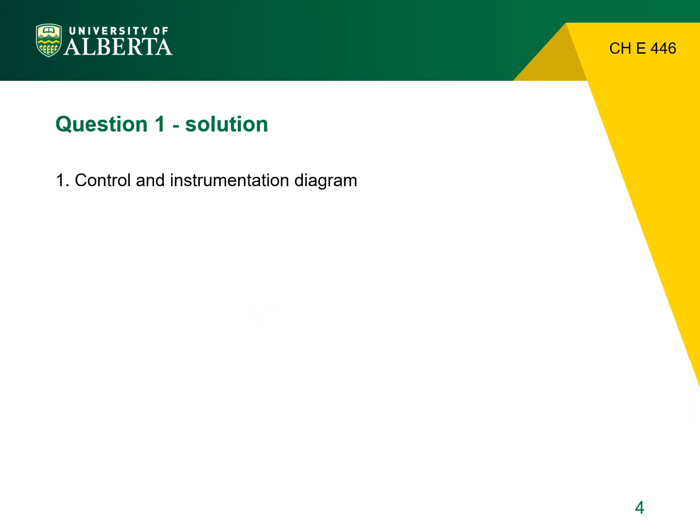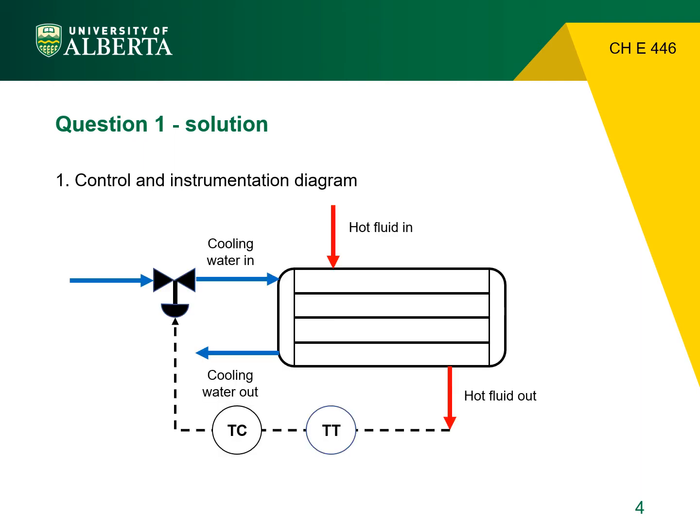For the given heat exchanger, the control and instrumentation diagram can be drawn as follows. In this diagram, a valve operates on the cooling water inlet flow rate. The valve itself receives signals from the temperature controller, which in turn takes measurements from the temperature sensor.